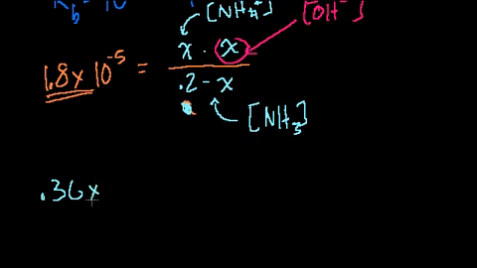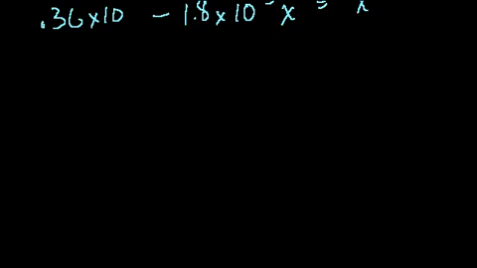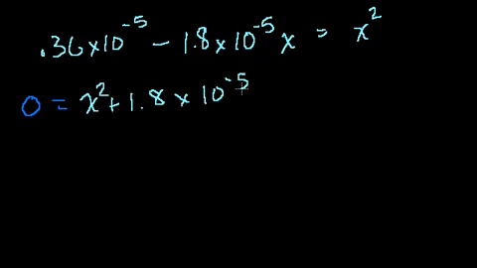0.36 times 10 to the minus 5, right? 2 times 1.8 would be 3.6. This is 0.36. Minus 1.8 times 10 to the minus 5 x is equal to x squared. Let's put everything on the same side of the equation. I'm going to move all of these to the right-hand side. So you get 0 is equal to x squared. Add this to both sides of the equation, plus 1.8 times 10 to the minus 5x.